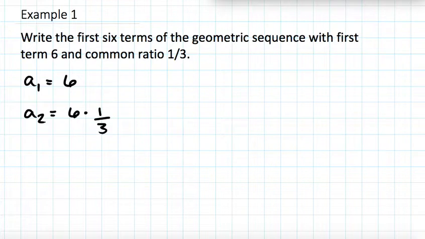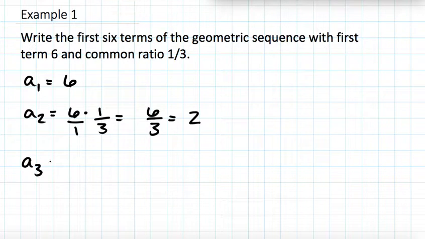So 6 times 1/3. When multiplying fractions, if you don't remember, you need to multiply the top times the top and the bottom times the bottom, or multiply across, and you need to have your answers simplified when you enter them into MyMathLab. So 6/3, I need to simplify that to 2. So I get 2 for the second term. Then I need to multiply that by 1/3 to get the third term. 2 times 1/3 is 2/3.